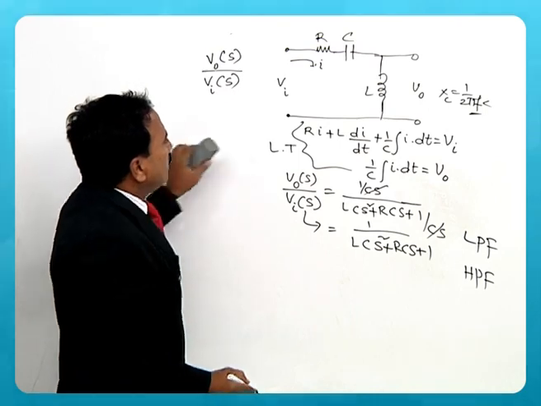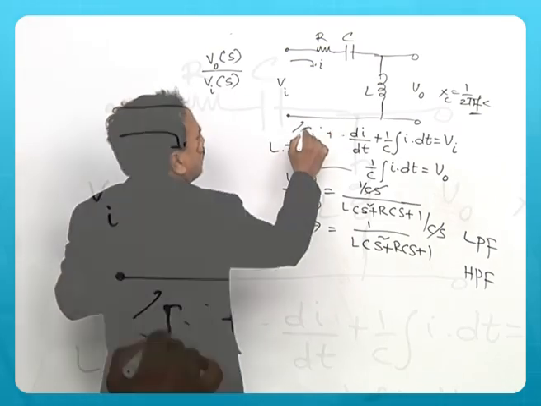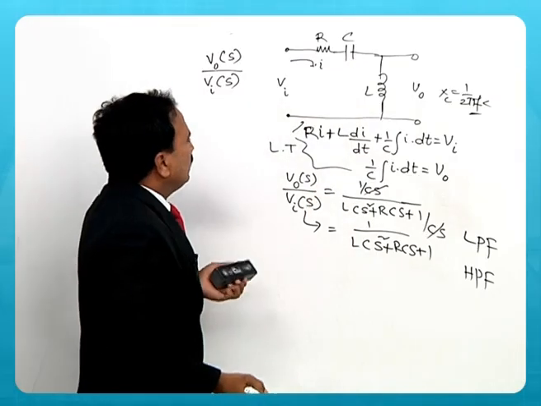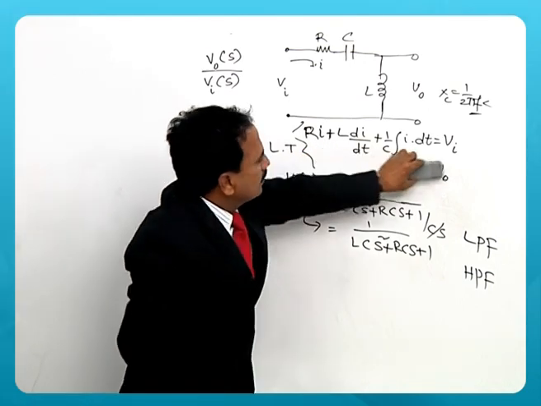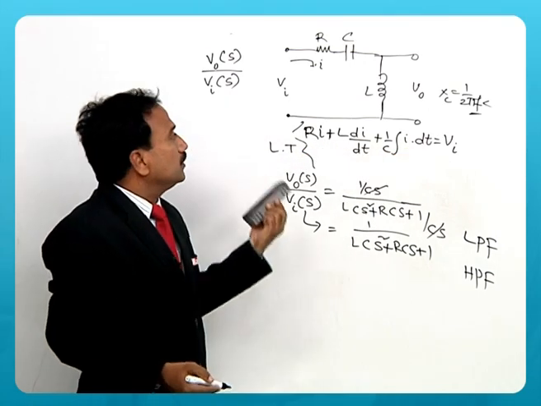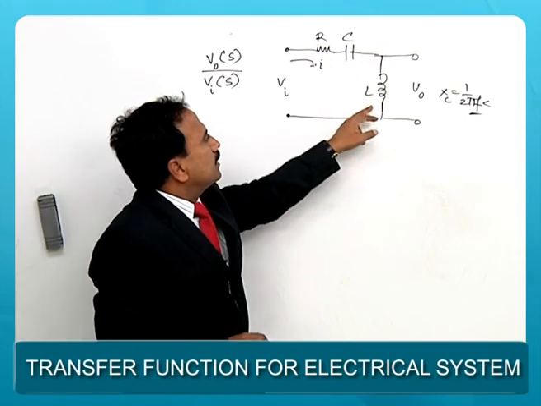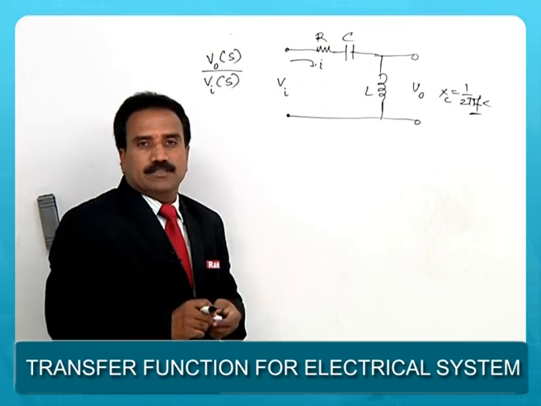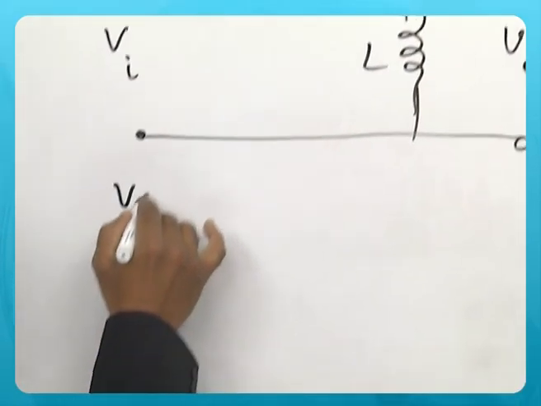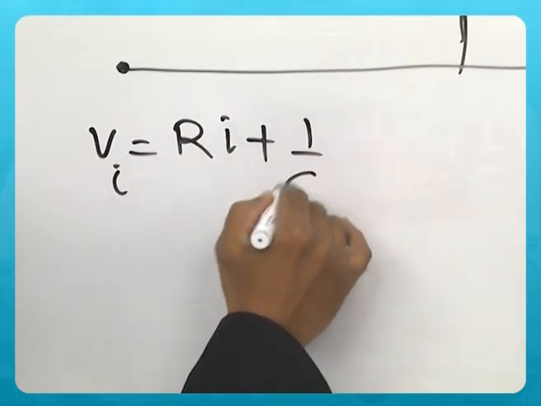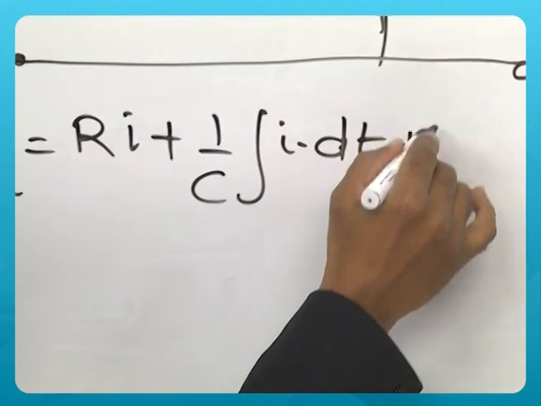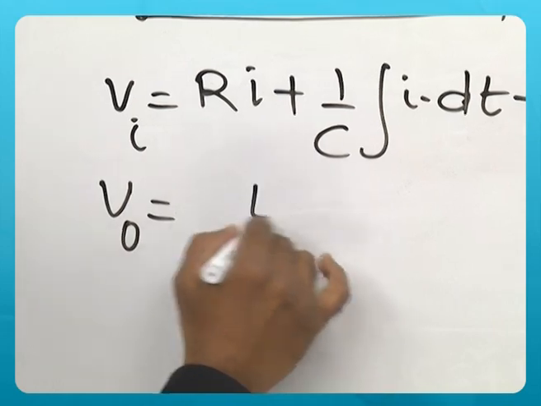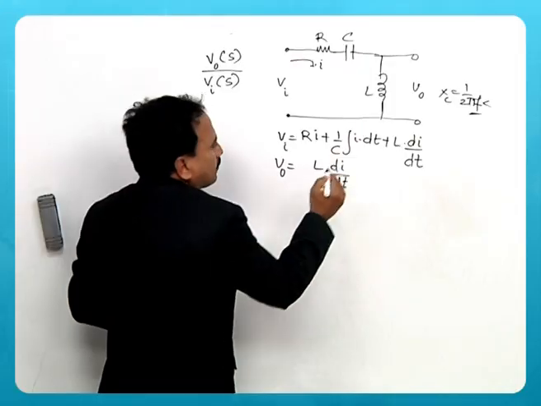So, no change in the first equation. This is Ri plus L di by dt plus 1 by C integral i dt, but there is a change in the output equation because now there is an inductor here. Now, capacitor and inductor positions are swapped, then this becomes a high pass filter. So, input equation remains same, Ri plus 1 by C integral i dt plus L di by dt, and output equation is L di by dt.